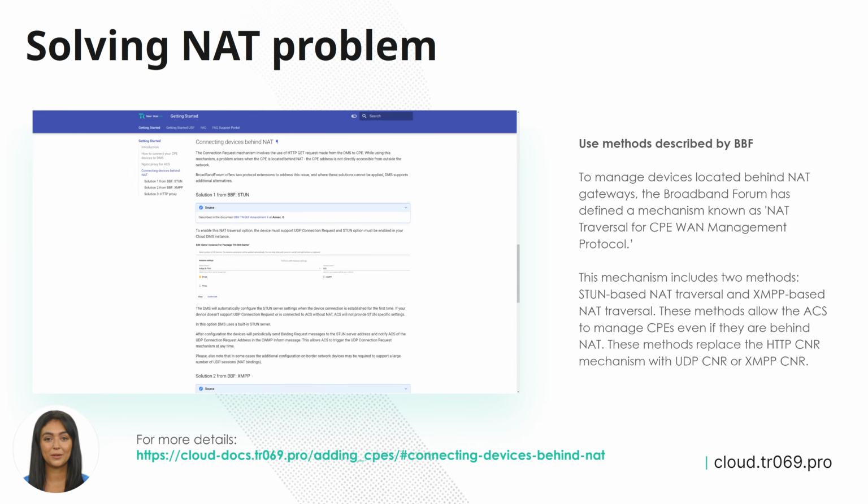Use methods described by Broadband Forum. To manage devices located behind NAT gateways, the Broadband Forum has defined a mechanism known as NAT Traversal for CPE WAN Management Protocol. This mechanism includes two methods, STUN-based and XMPP-based NAT Traversal. These methods allow the ACS to manage CPEs even if they are behind NAT. These methods replace the HTTP connection request mechanism with UDP or XMPP connection requests.